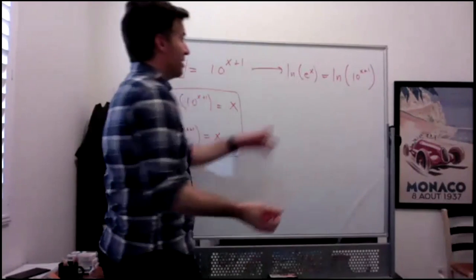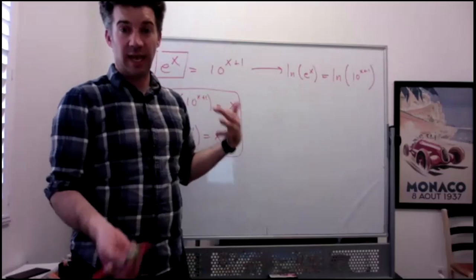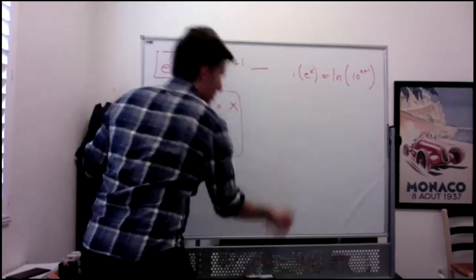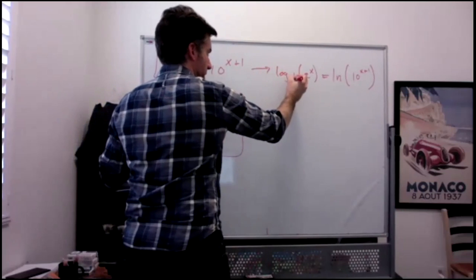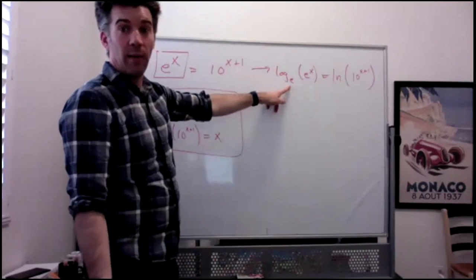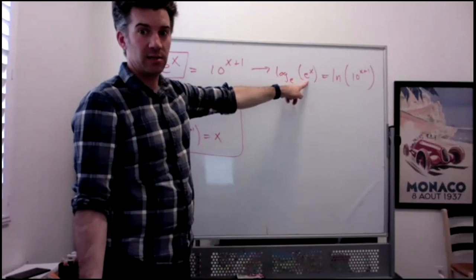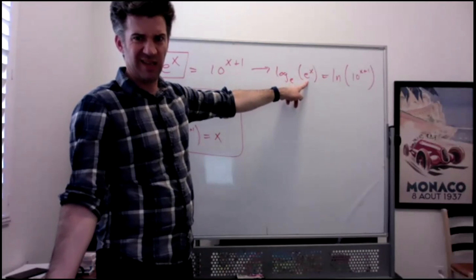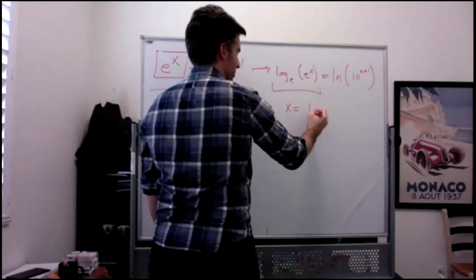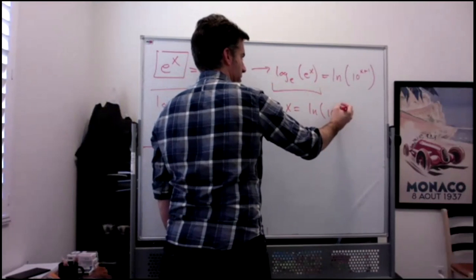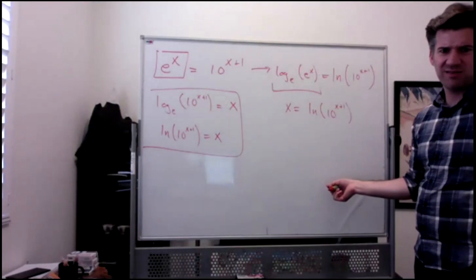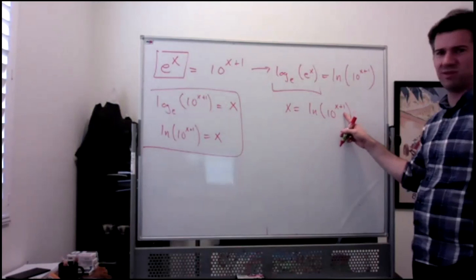So the natural log of e to the x is just x, right? Because again, natural log is really log base e. And here we're saying e to what power equals e to the x? Oh, it's got to be x, because e to the x equals e to the x. So x equals the natural log of 10 to the x plus 1. Ooh, that's not good though. I can't have an x in my solution for what x is.